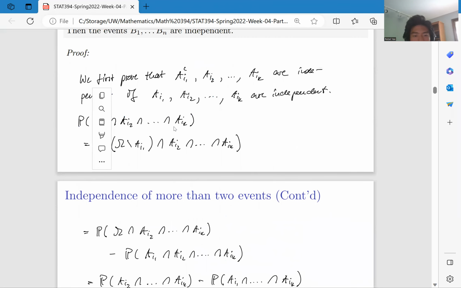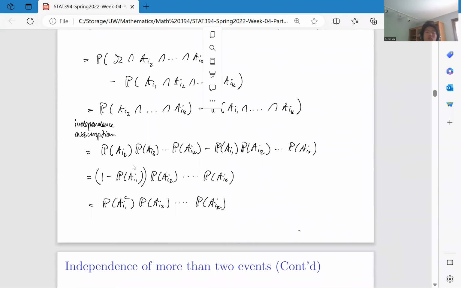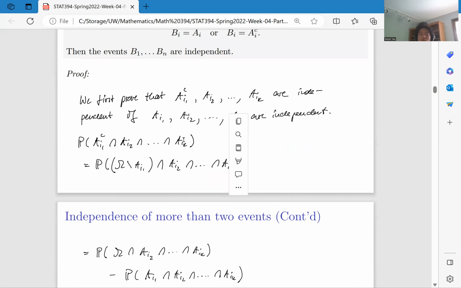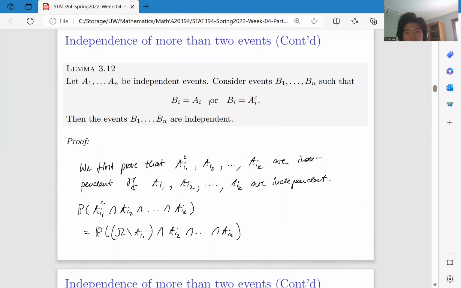So we can prove the checking for independence formula is actually an equality for any Bi equal to Ai complement or Bi equal to Ai. So this theorem we already proved.